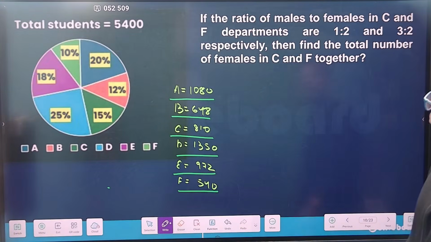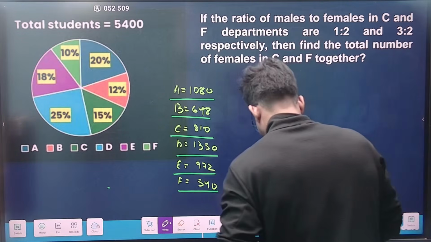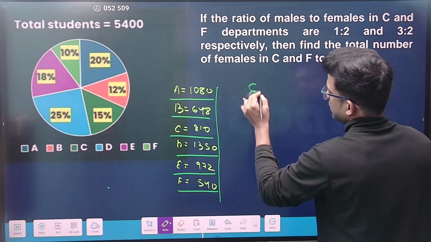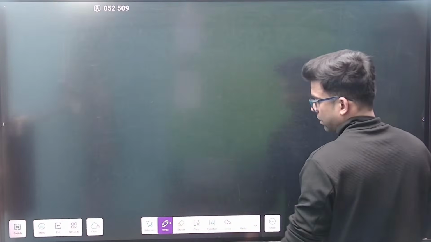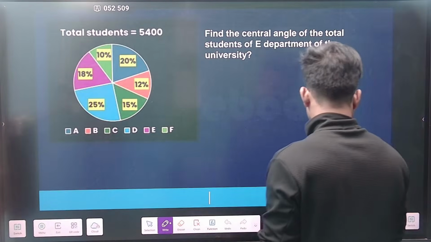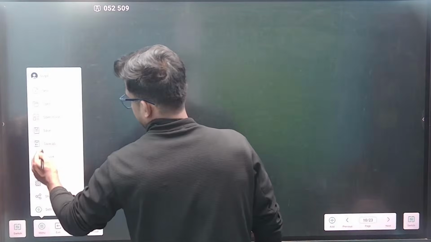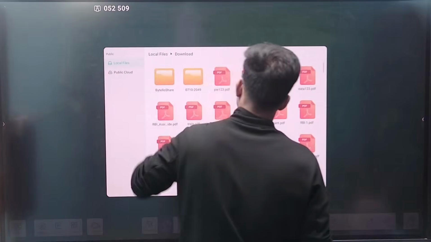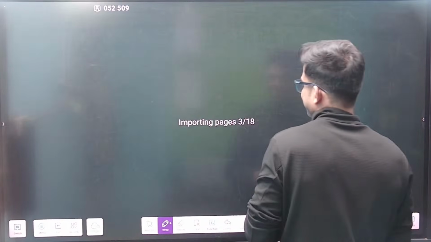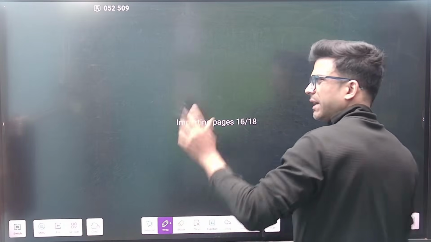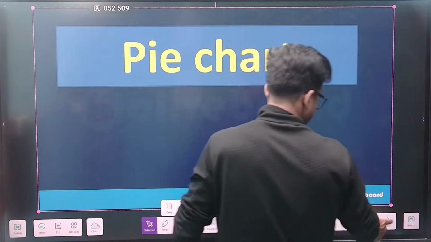Come on. If the ratio of the male to female in C, let me try. If I talk about C, okay. Oh my God, what have I done. Wait, everyone. Guys, something happened. Please wait.